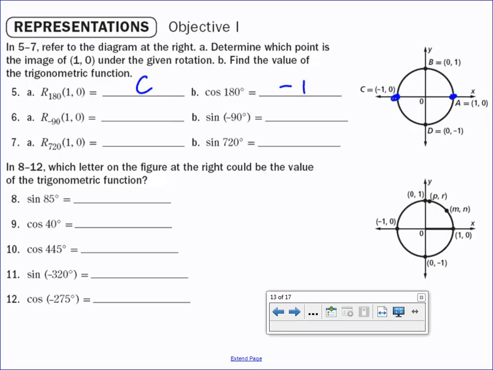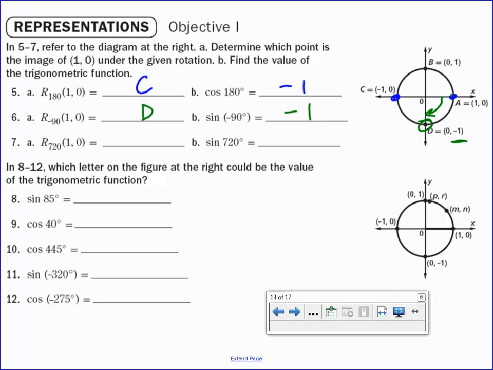Next, a rotation of -90 degrees. -90 degrees would be in the opposite direction of spinning. After spinning, it looks like I end up at point D. Is sine of -90 the x or the y coordinate? Caitlin? The y coordinate. So the sine of -90 is the y-coordinate of that point, which is -1. See it? In this way, we can complete the rest of these.